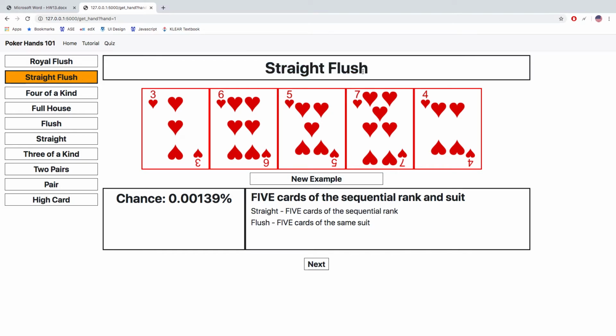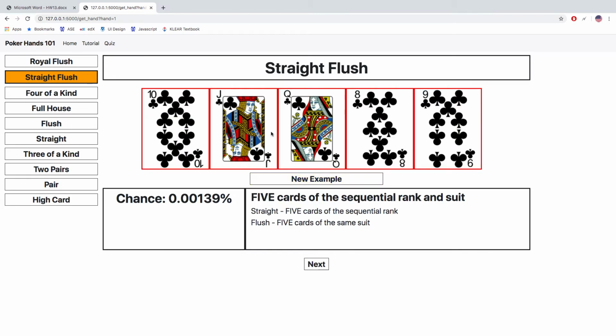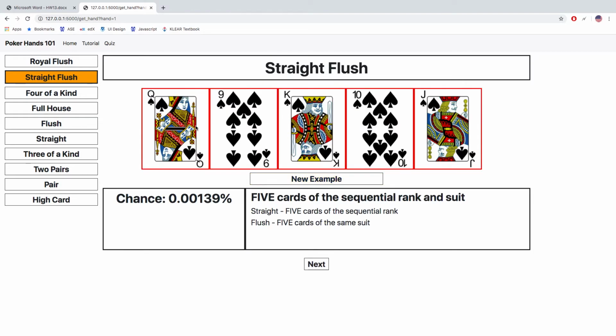Straight flush. 5 cards of the sequential rank and suit. Straight, 5 cards of the sequential rank, flush, 5 cards of the same suit. What does that mean? Oh, because it's called straight flush. Okay, so there is a straight, 3, 4, 5, 6, 7, and there's also a flush because they're all hearts. And yeah, okay, so we have 8, 9, 10, Jack, Queen, and they're all clubs.